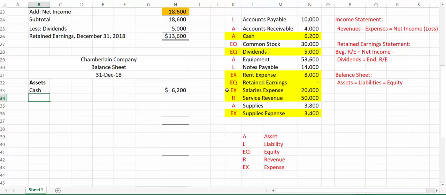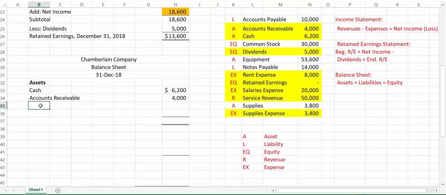All right, we have accounts receivable, equipment, and supplies. Accounts receivable, generally speaking, depending on the credit terms of the company, are going to be collected in around 30 days. So that's going to be our next most liquid asset, and that is $4,000. I'm going to highlight that.